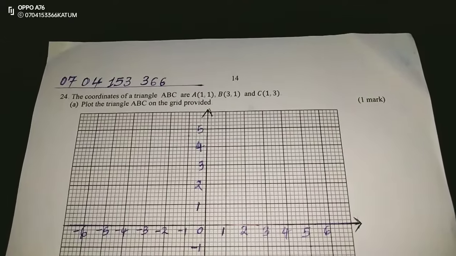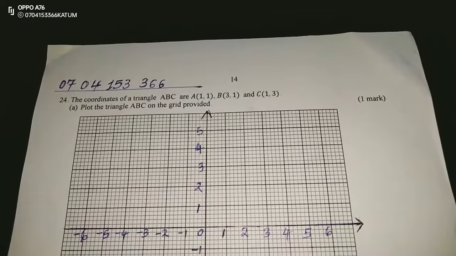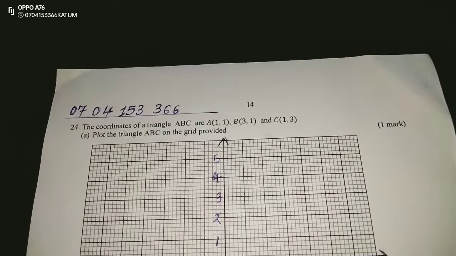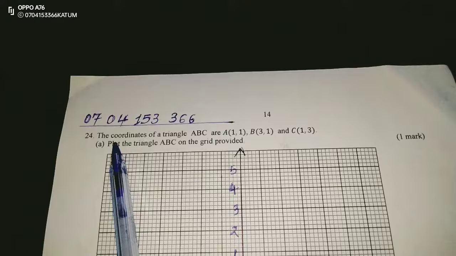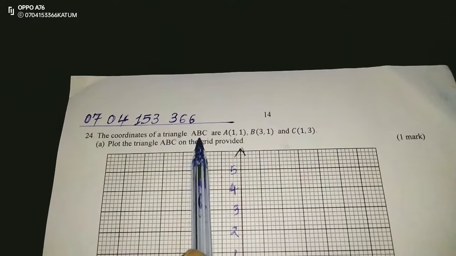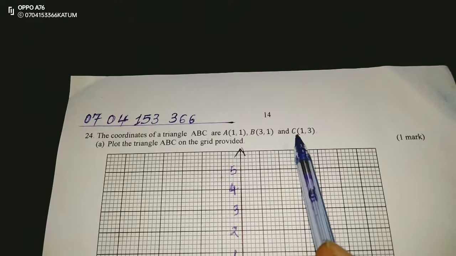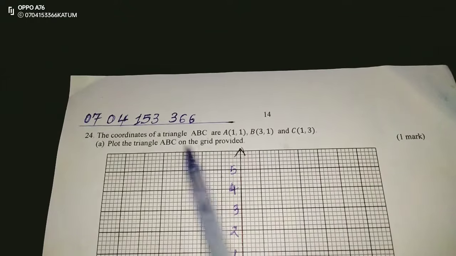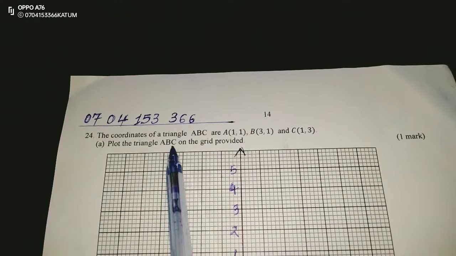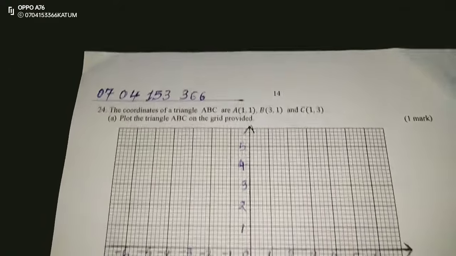Welcome to the mathematics lesson. We're going to do transformations. Number 24, where we are told that the coordinates of a triangle ABC are A(1,1), B(3,1), and C(1,3). Part A, plot the triangle ABC on the grid provided.